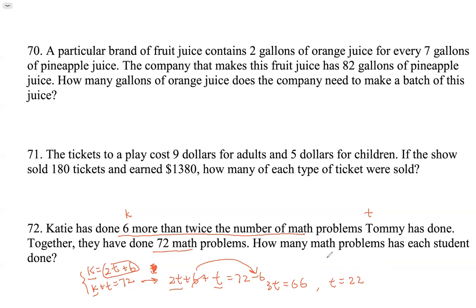And what about K? We go back to K. K equals 2 times Tommy's plus 6 more. That's 44. 2 times 22, that's 44. Plus 6, that's 50 many. Okay, so Katie has done 50 math questions, and Tommy has done 22 math questions.